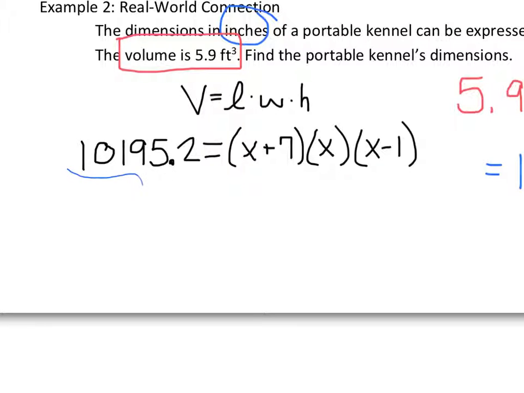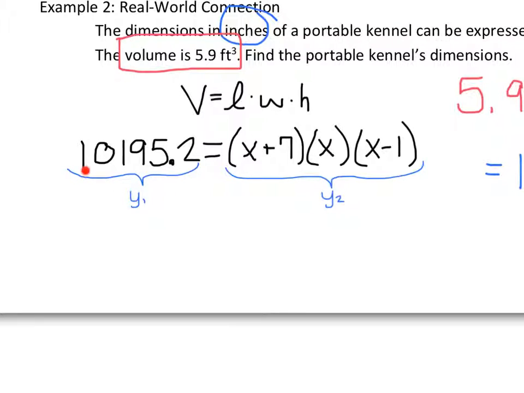So in your calculator, put this in as y1. Put the right side in as y2. You do not have to FOIL and distribute all that. You can put it in the calculator, factored with parentheses. That's fine.